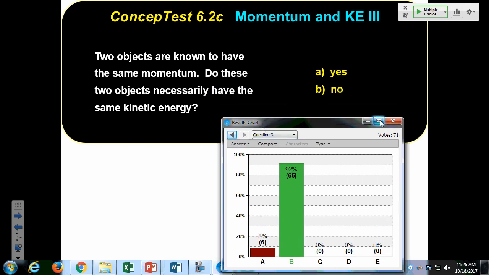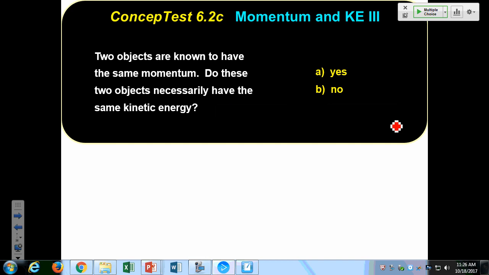If they have the same momentum, that does not necessarily mean that they have the same kinetic energy, because momentum is m times v, but kinetic energy is 1/2 mv squared. And so I can have an object that has more mass, but it has the same momentum. If it has a bigger mass, it's going to have a lower kinetic energy. We'll get into this. It's because of the quadratic term, that the speed affects the kinetic energy more than the mass does.